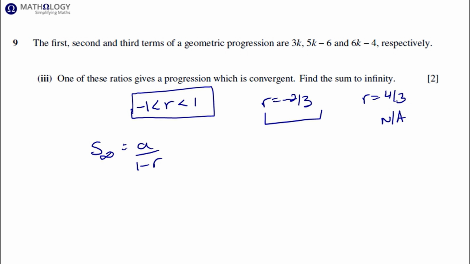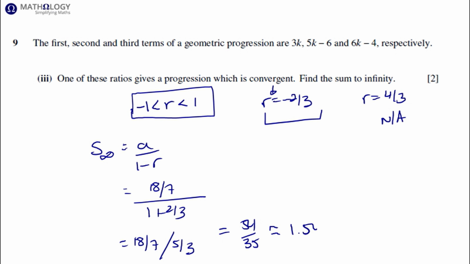The first term for the sequence where r equals -2/3 was 18 over 7, divided by 1 minus -2/3, so 1 plus 2/3. 18 over 7 divided by 5 over 3, and that equals 54 over 35, which is approximately 1.54.